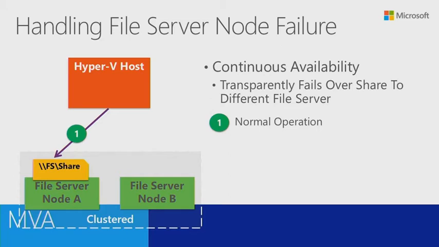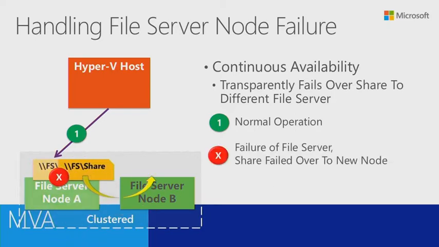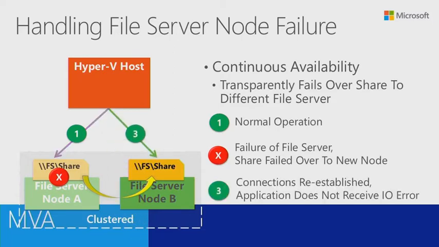What about continuous availability? What happens, for example, if I've got a file server and somebody yanks out the power cable? So I've got a Hyper-V host accessing a file server on node A, and I yank out the power cable. Well, guess what? On the failure of the file server, the share is moved over to the new node. This, again, all happens transparently. Connections are reestablished. The application does not receive an I/O error. So I mentioned continuous availability. That's a big difference from high availability. With continuous availability here, the application isn't even notified. This is transparent failure so that your applications like Hyper-V and SQL can take full advantage of that.